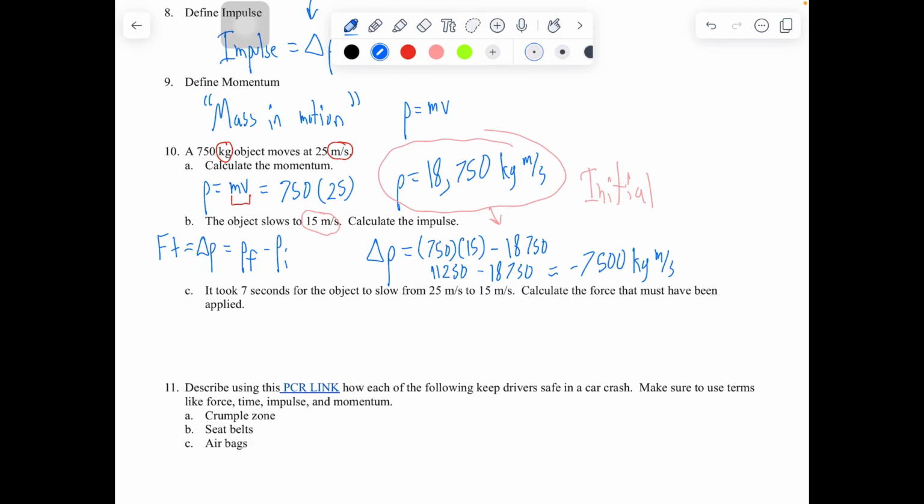C. It took 7 seconds for the object to slow from 25 meters per second to 15 meters per second. Calculate the force that must have been applied. Here, a big trick in momentum is knowing these equations that we have written right here, knowing how to relate a change in momentum to a force times time. Oftentimes, you're given enough to use one half of the equation. You're given masses and velocities. Sometimes you're given forces and times. Know what equation to use based on what you're given. Here, we're given time. This is a huge giveaway. If we're given time and momentum, we're most likely going to need to use force times time.